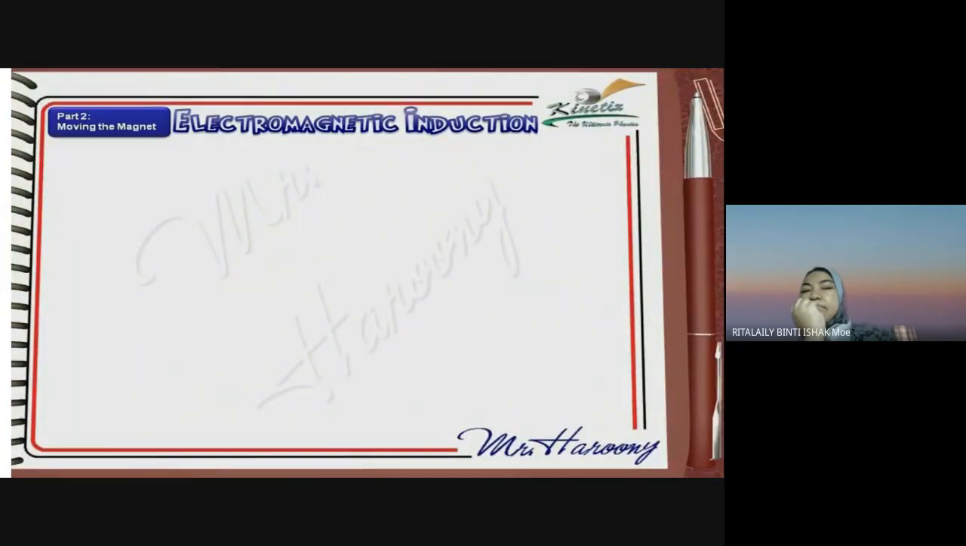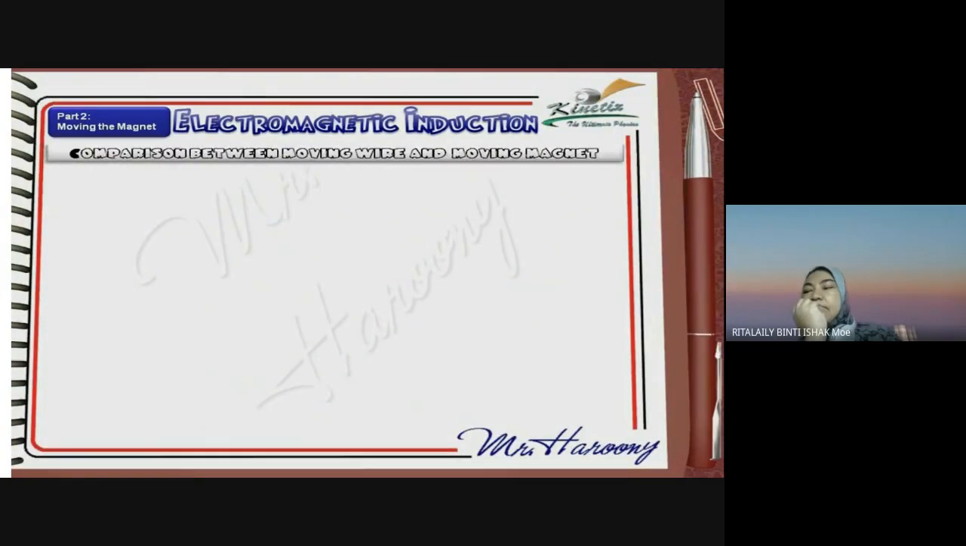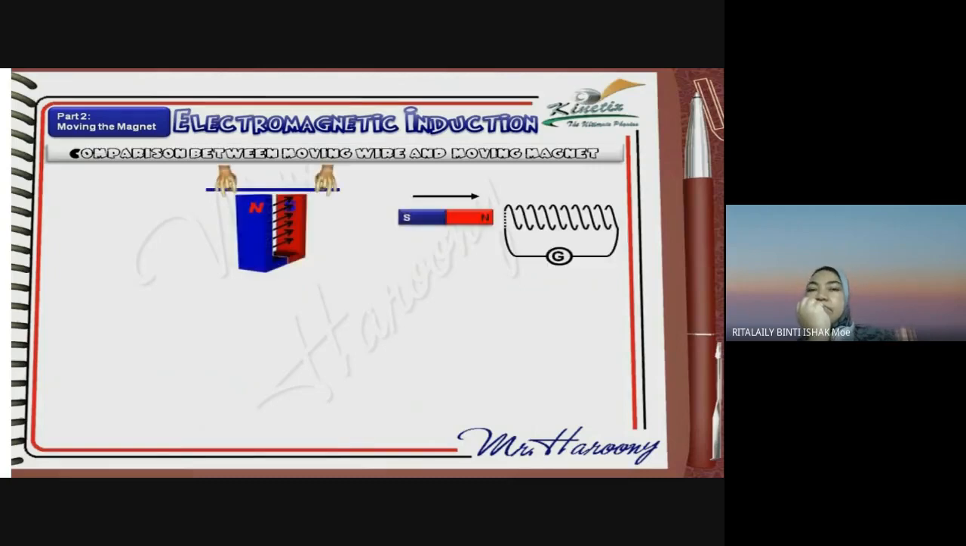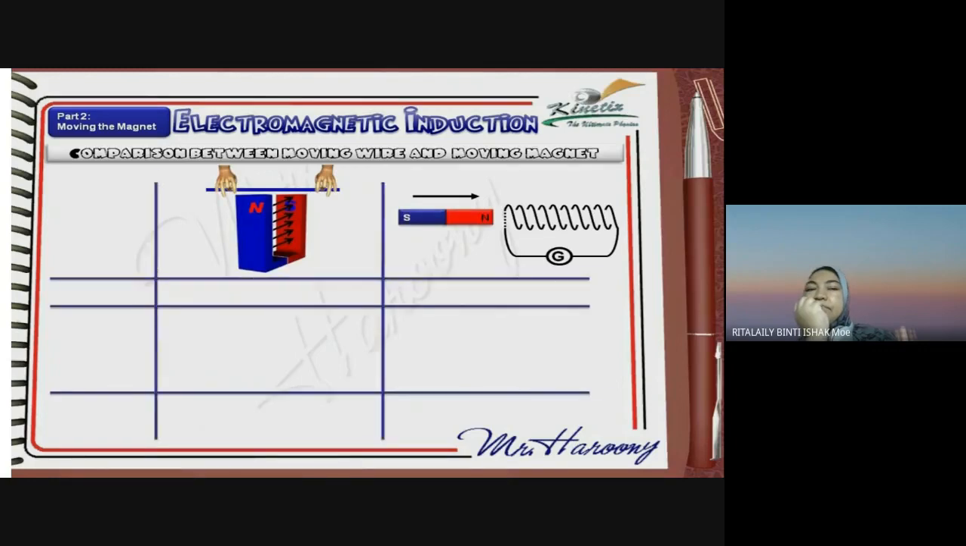Now we nearly finished everything about the second method of producing induced current, which is moving the magnet near a fixed coil. So it will be a good idea to have a comparison between the two methods we have. The animation shows the way they produce the current. If we talk about the case, the first one shown by the diagram on the left is a case of moving wire and a fixed magnet. On the other hand, the case on the right is a case of moving magnet near a fixed wire or a coil.